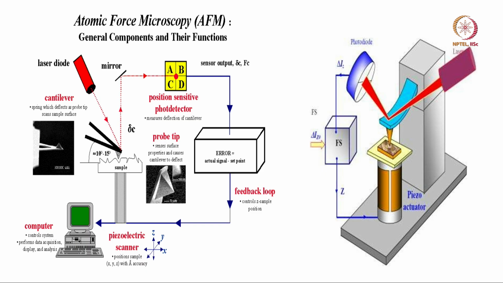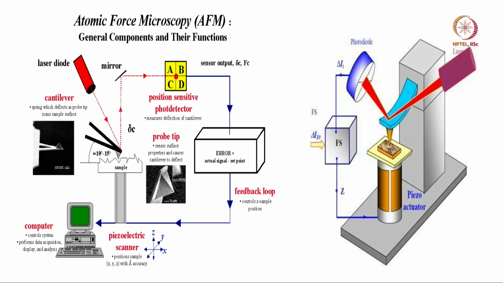Okay. So now we are going to further recall a little bit about AFM. Atomic force microscopy is a technique by which we can measure the roughness of a film. We have a cantilever for probing the sample. We have a laser diode, we have a mirror, we have a photosensitive detector, there is an amplifier, there is an error which we can measure, that is, the actual signal minus the set point, and then you have a piezoelectric scanner, and you have a computer for recording.